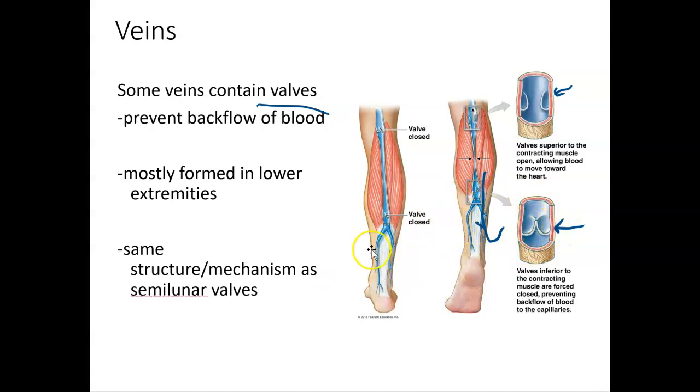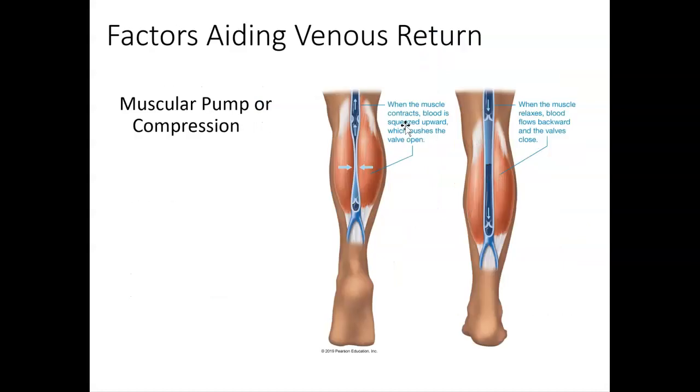And what happens is when a muscle contracts and the blood moves up, once the blood moves up, as it starts to flow down, it closes the valve. So it helps keep the blood moving back up to the heart. So the valves are there to prevent the backflow of blood. Now, these are obviously very important in our lower extremities, but they can also be found in our upper extremities.